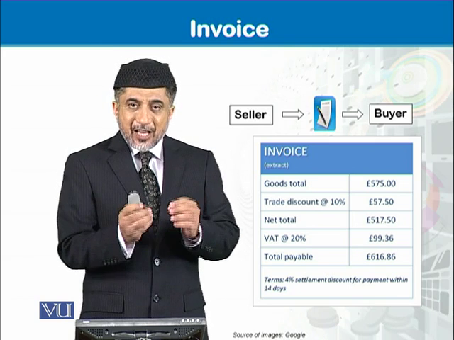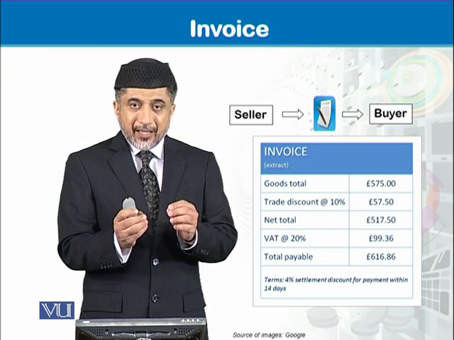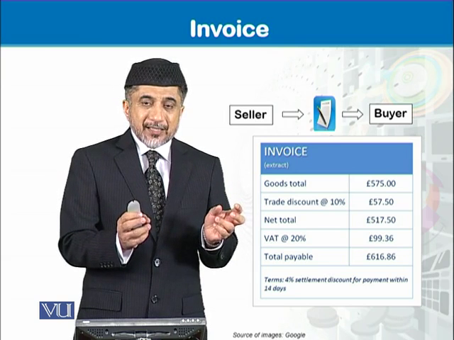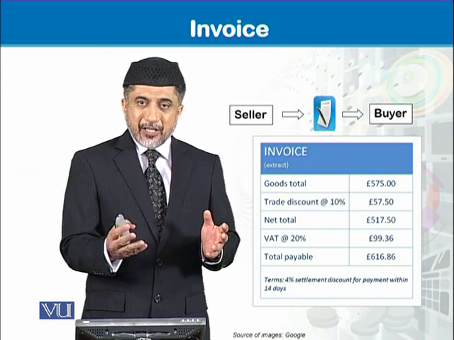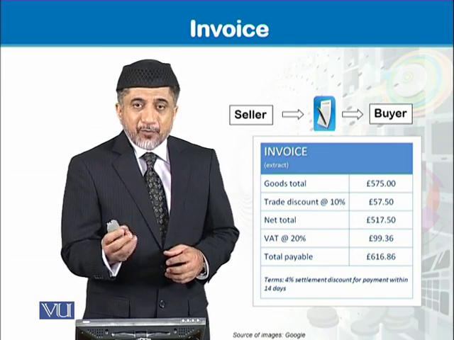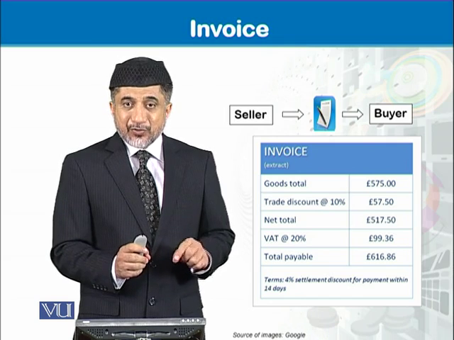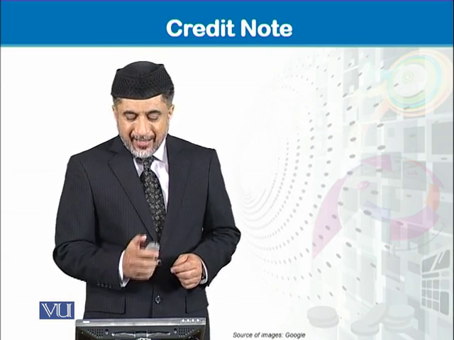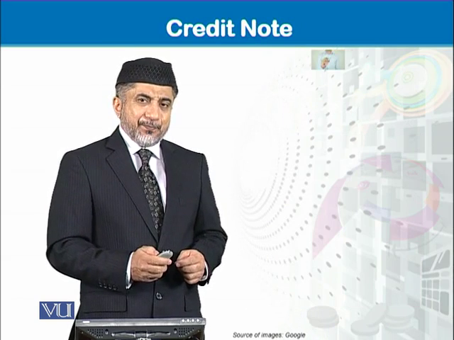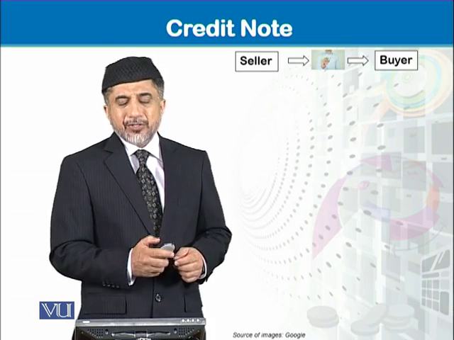Okay. Same piece of paper, invoice, would be having a copy in the hands of seller and one copy in the hands of buyer as a duplicate copy. In the hands of buyer, it would be supporting purchase transaction, and in the hands of seller, it would be supporting sales transaction. Okay. Next is credit note. Credit note is also prepared by the seller and given to the buyer.